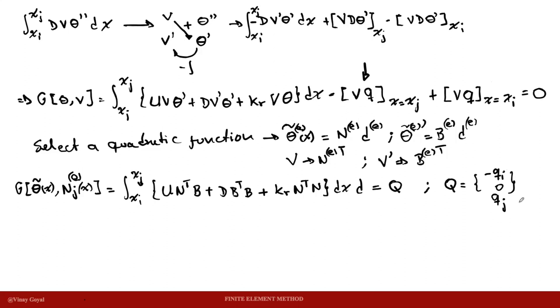The next step is to develop the isoparametric formulation. The way we do that is by making the substitution of x in terms of the natural coordinates. So let's do it in the next page.